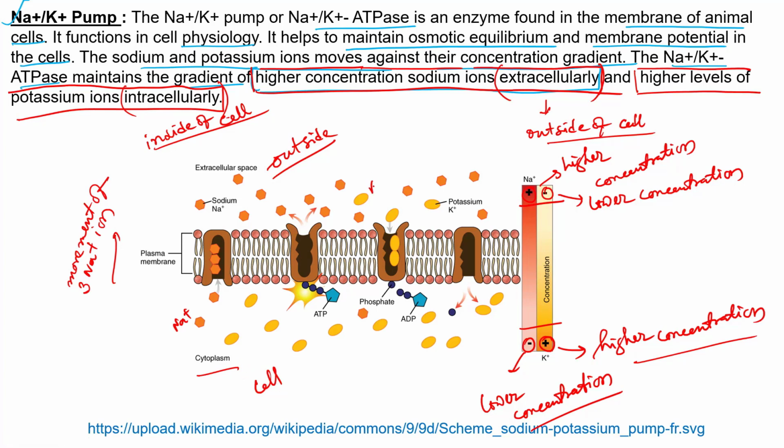And again, this is K plus. You can see 2 K plus are absorbed, and by the opening of this area, 2 are coming back. This is the movement of 2 K plus ions. So it is very clear from this picture that Na plus concentration outside the cell is higher than inside the cell, and in the case of potassium, concentration is higher inside the cell than outside.